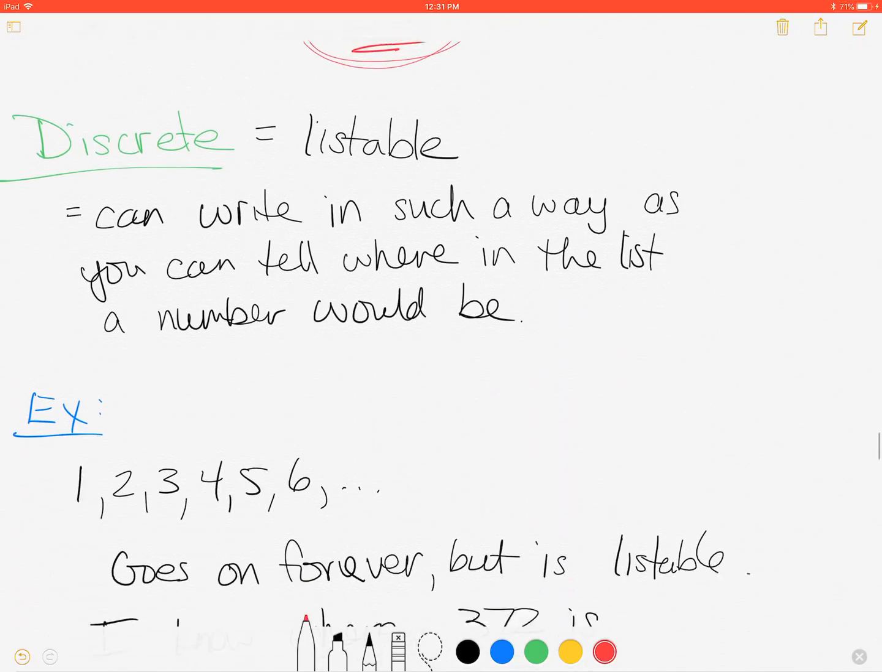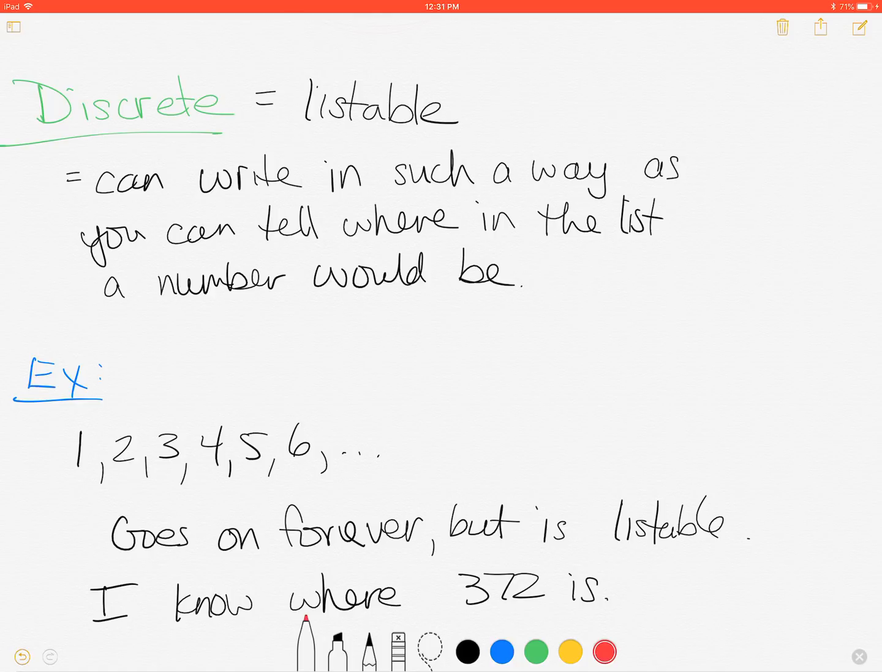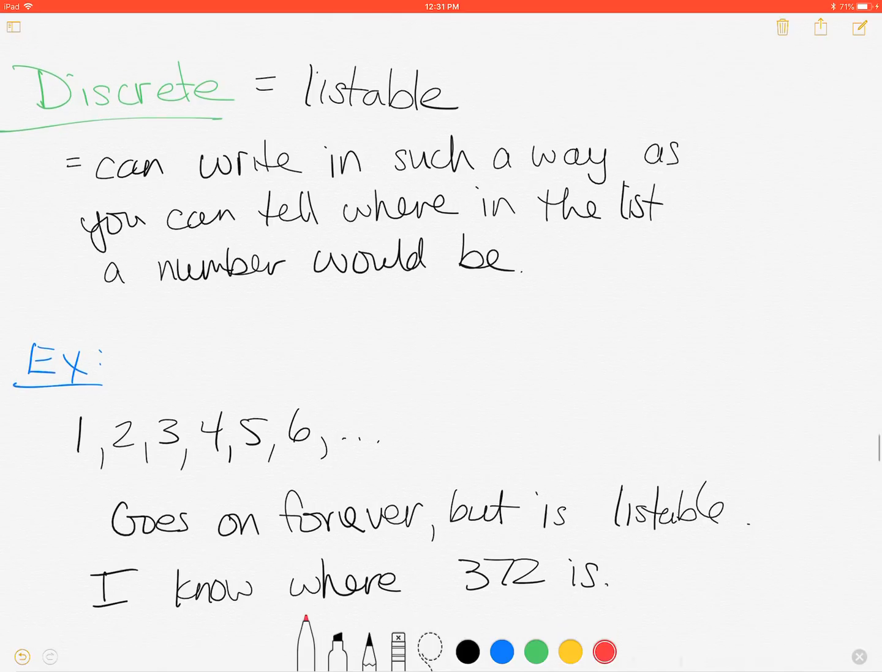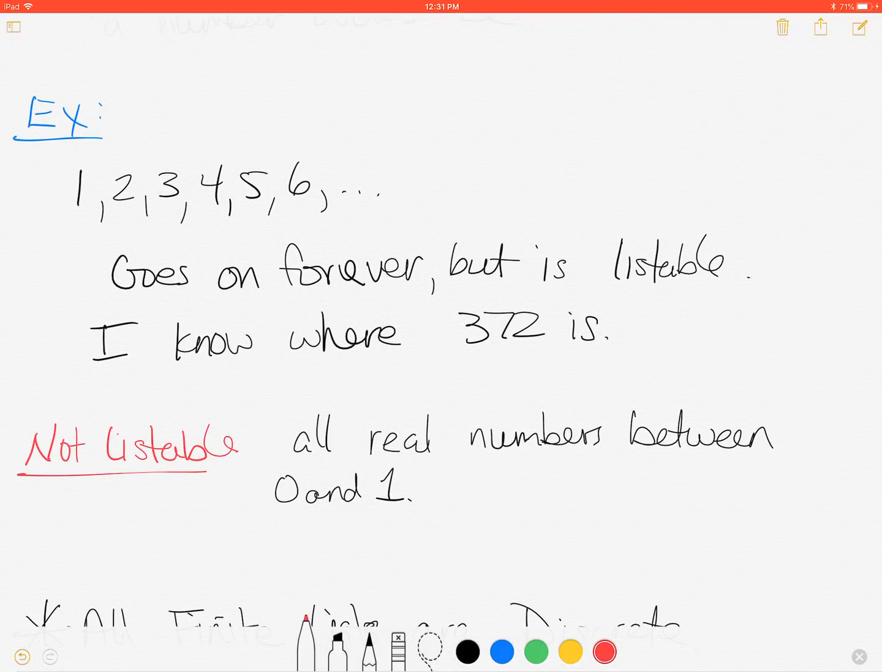Now, another word, discrete, means listable. Another way to think about that is you can write your list in such a way that you can tell where in the list a number will be. An example of this would be what we call the counting numbers: 1, 2, 3, 4, 5, 6, 7, 8, 9, 10, going on forever. They go on forever, but it's listable because I know exactly where the number 372 would be. It'd be right after 371, right before 373. And as 1 is the first number and 2 is the second number, it's going to be the 372nd number on my list.